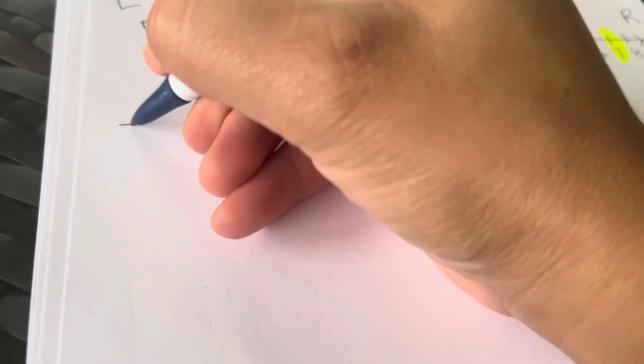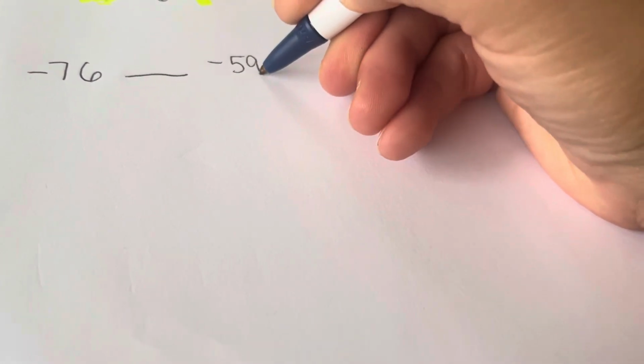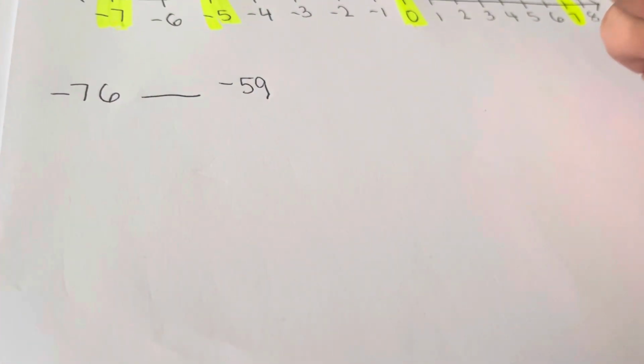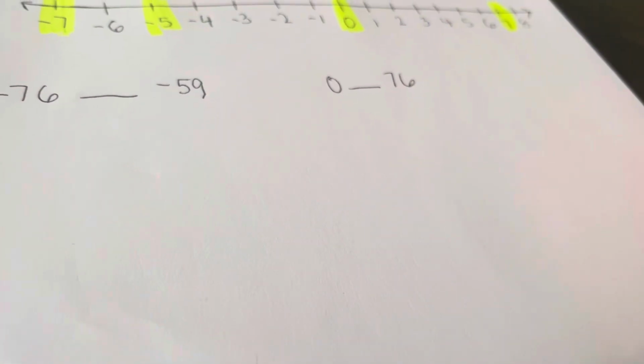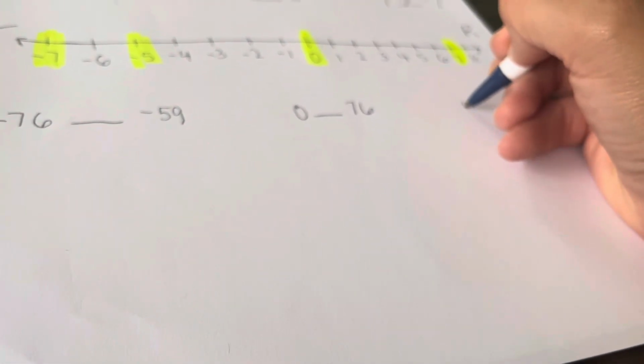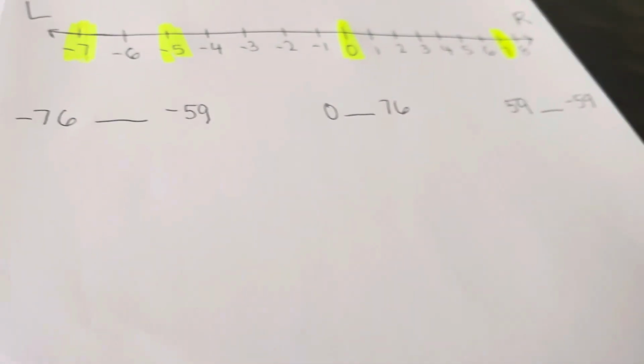I'm going to say I want to compare -76 with -59. I want to compare 0 with 76. And I want to compare 59 with -59.